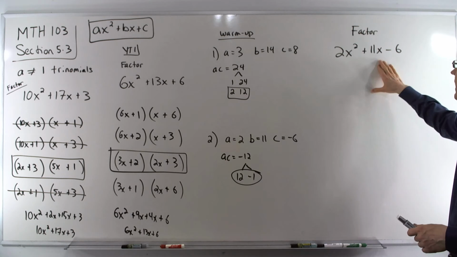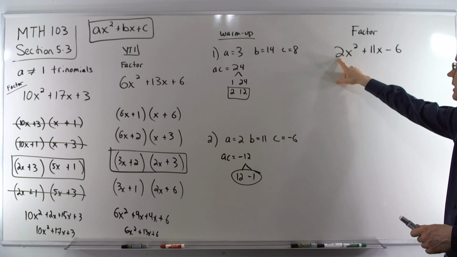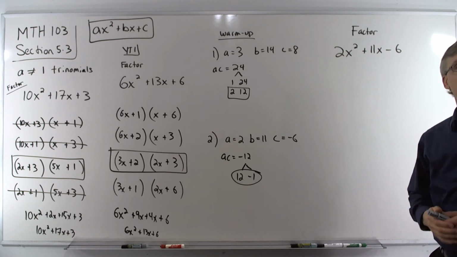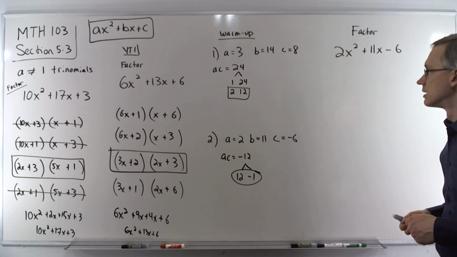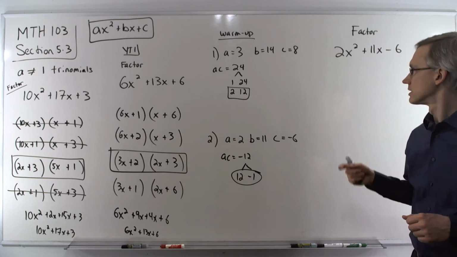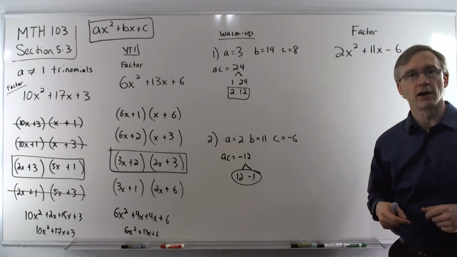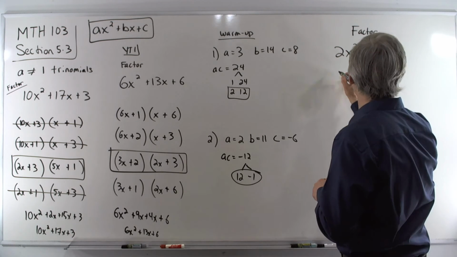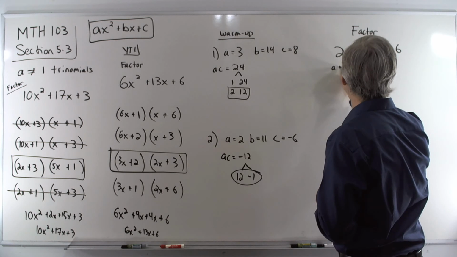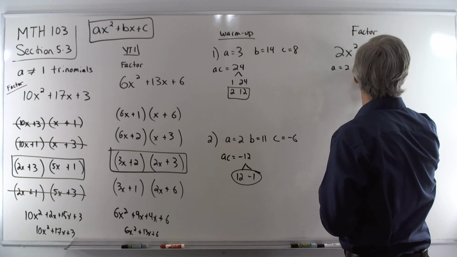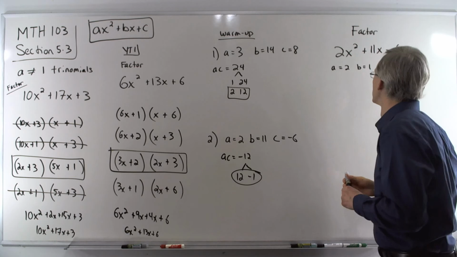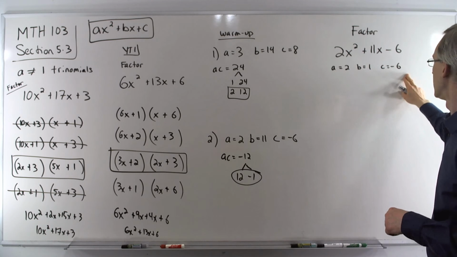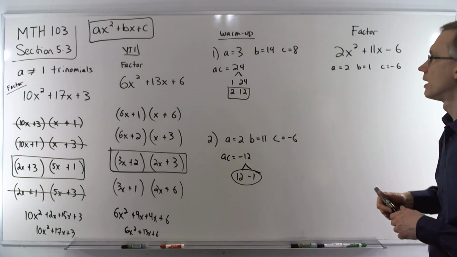All right, now we're going to go ahead and factor a trinomial with a not equal to 1. And we're going to use this AC method. We're going to look at two different methods for solving these. Fortunately, they both start the exact same way. We're going to take our values of A, B, and C.